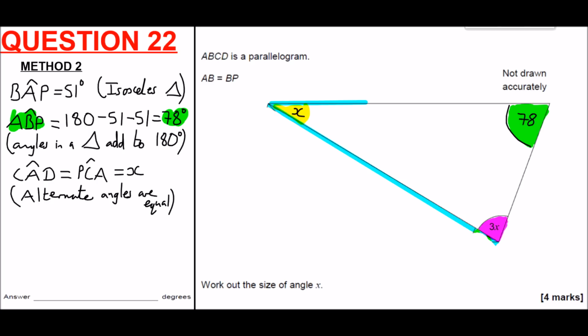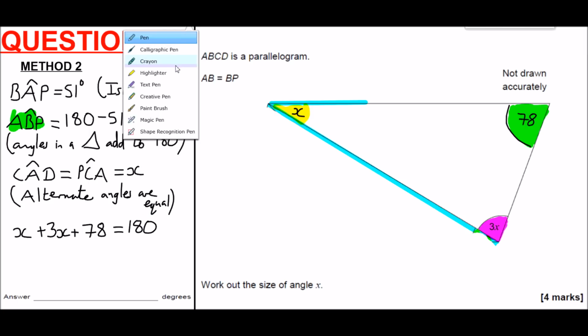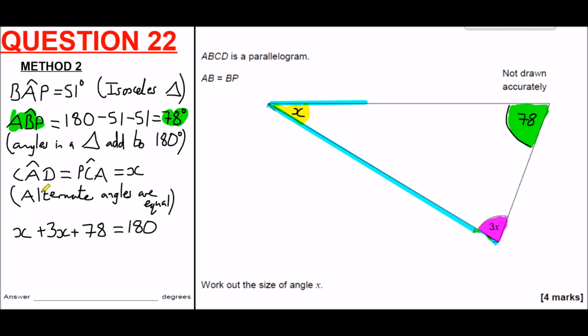And so using this one here, x plus 3x plus 78 will add up to 180, because angles inside a triangle do always add up to 180 degrees. So just highlighting these angles as they are in the triangle so you can see where the numbers are coming from.